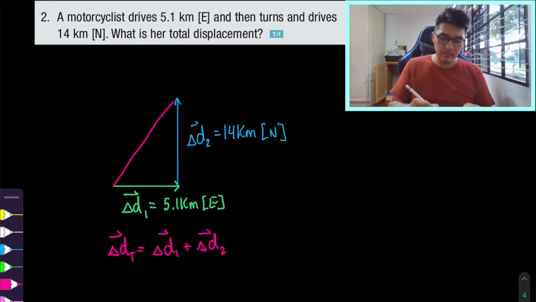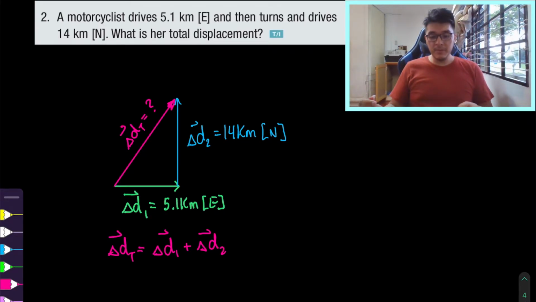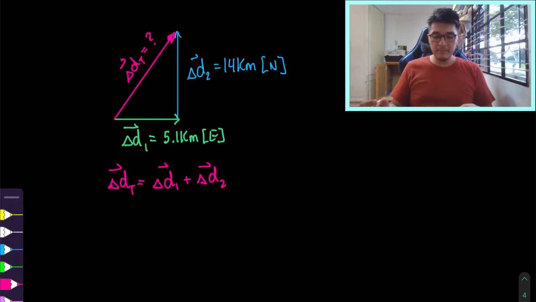first to the head of the last, delta dt. And that's what this question is asking us to find. What is her total displacement, which is a vector quantity?